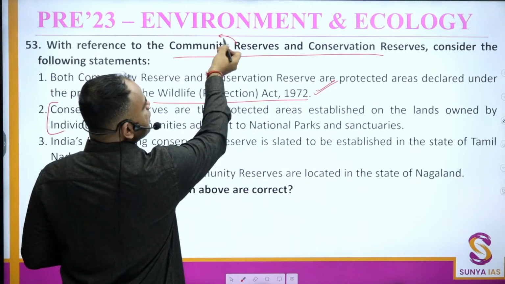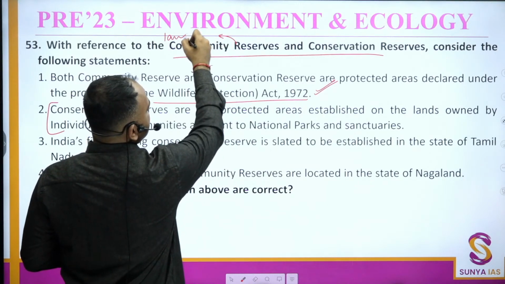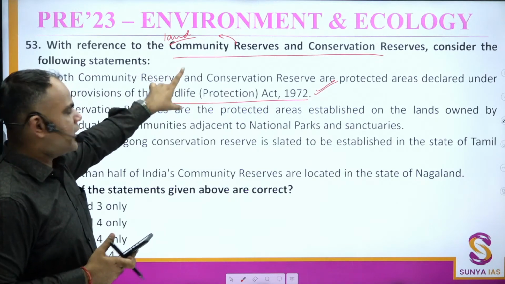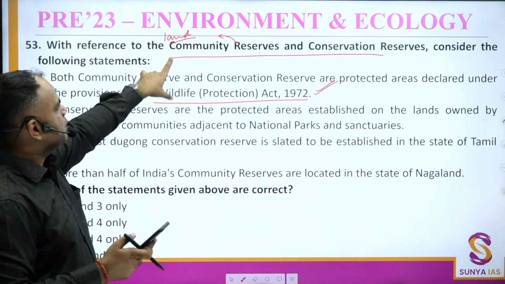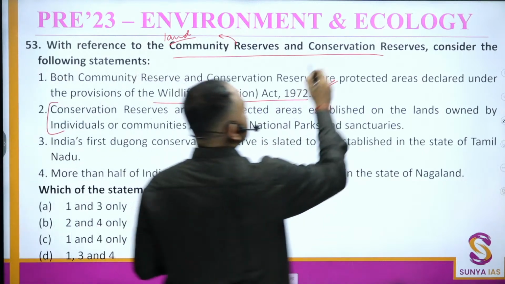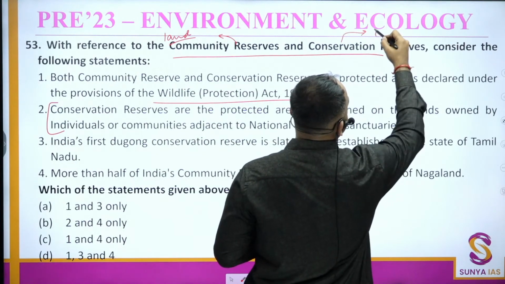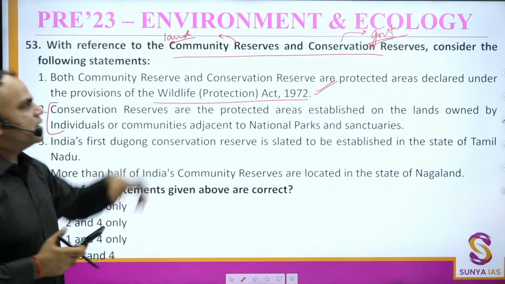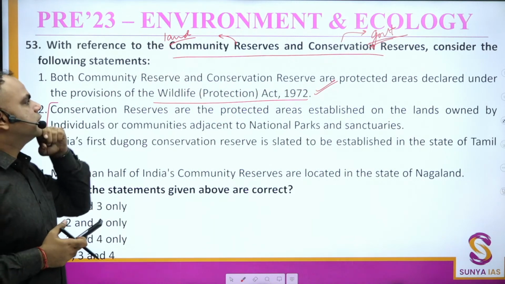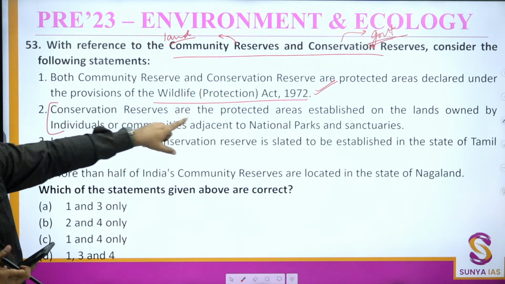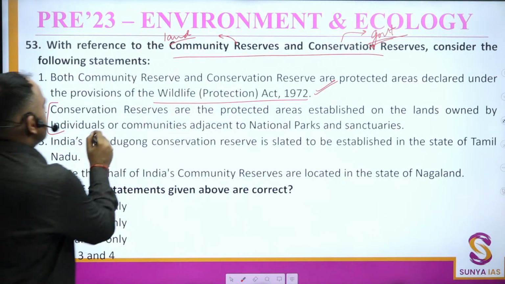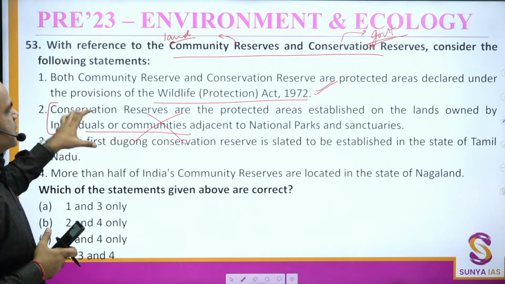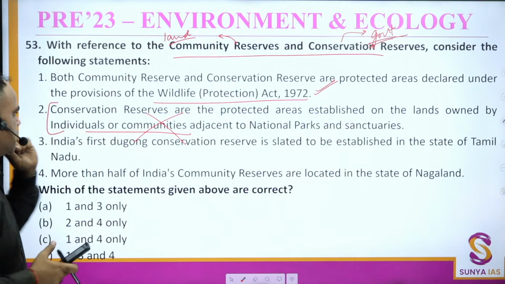Community reserve uses the land of the community. Okay, so the private land, etc. The land owned by the community is spoken about in the community reserve. Conservation reserve is the land which is owned by the government, specifically the state governments, right? There these conservation reserves are being formed. Conservation reserve is the area owned by individuals or communities? No, this is the area, conservation reserve, which is owned by the government. So statement 2 is wrong.